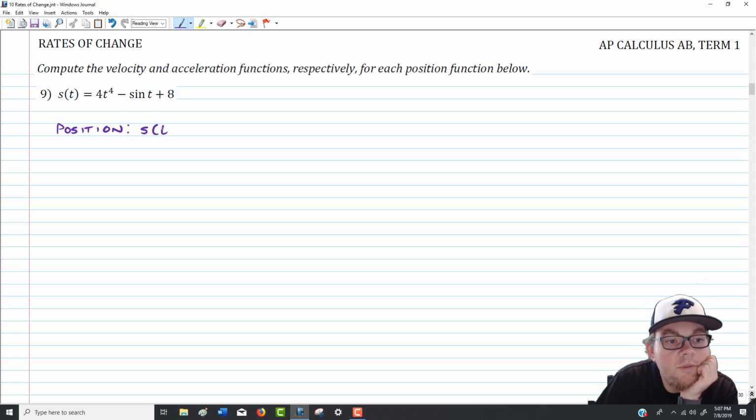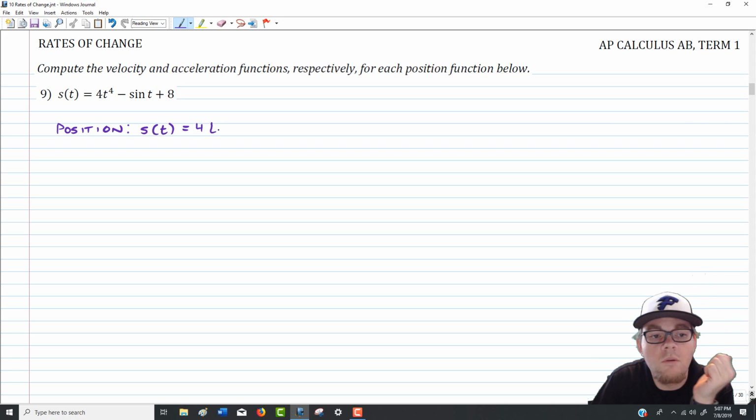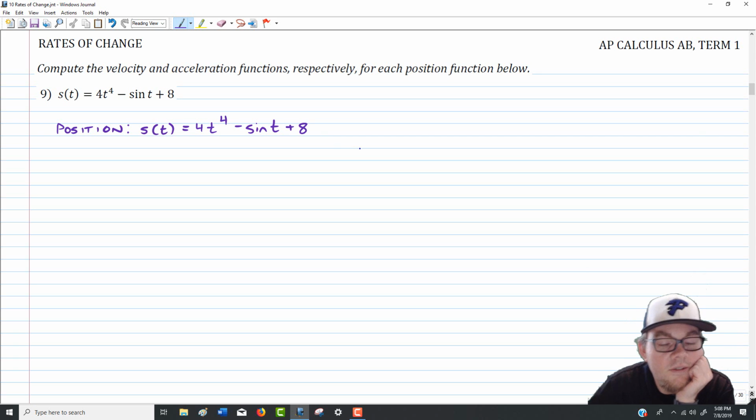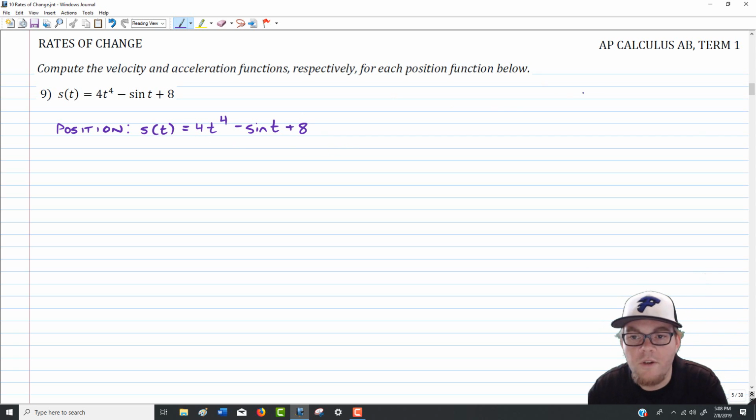And that position function is pretty simple looking. Looks like it should be pretty easy to work with. 4t to the 4th minus sine of t plus 8. So there's our position function.